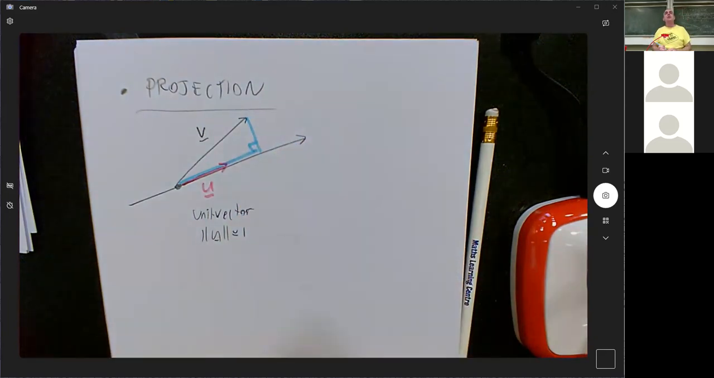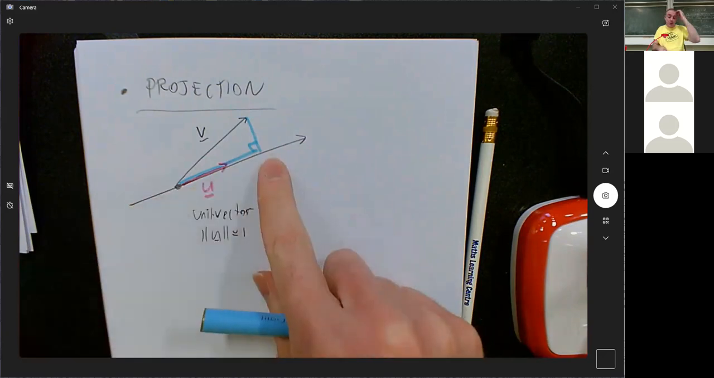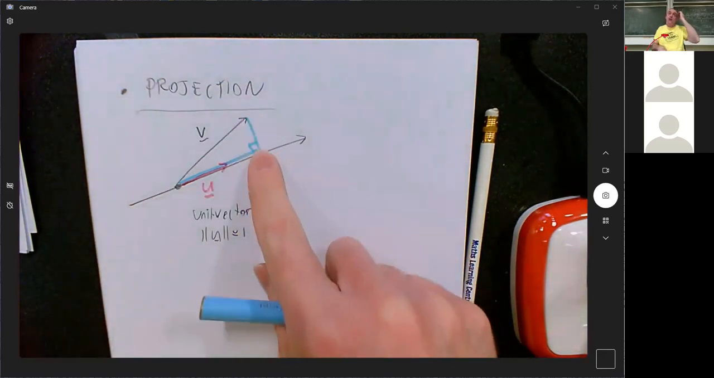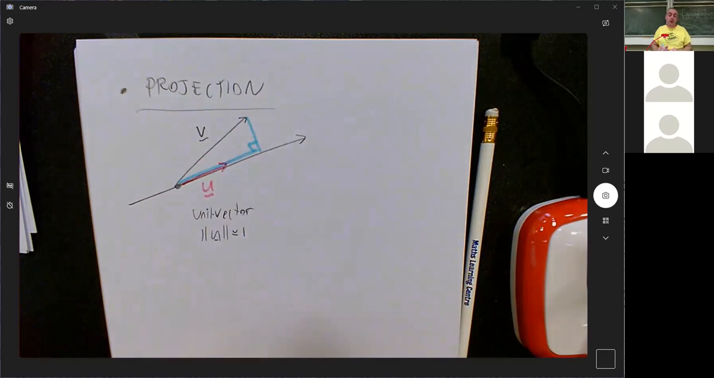Then you can resolve v into two, this is called resolving vectors. You can make v out of two vectors, one that's in the same direction or possibly the opposite direction that u is pointing, and one that is perpendicular to the direction that u is pointing. All vectors can be broken up in those ways.